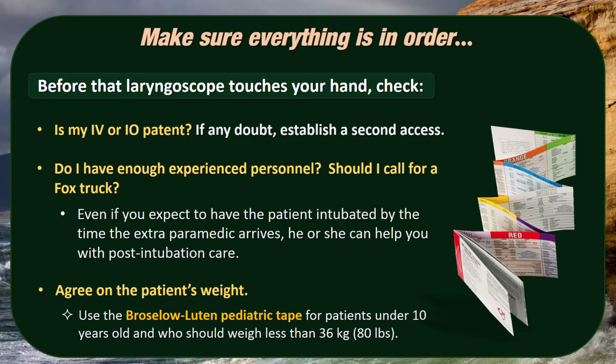And so we want to make sure that we have a good experienced personnel there, or at least have them coming. So if we're not able to get the tube, we can go back to BLS management, and we can get that patient intubated successfully in a timely manner. We want to agree on the patient's weight. We want to talk about those things. Patients under the age of 10 or under about 80 pounds, we want to make sure we're using our Broselow tape in order to be successful at this.